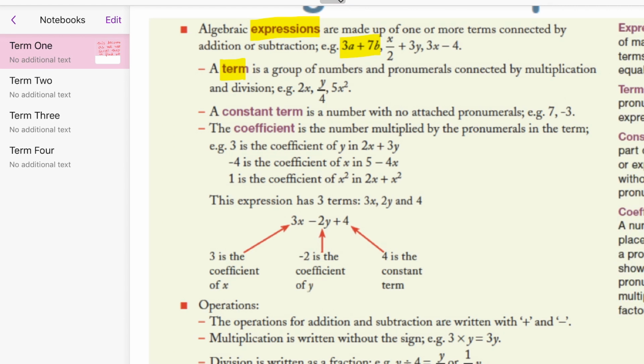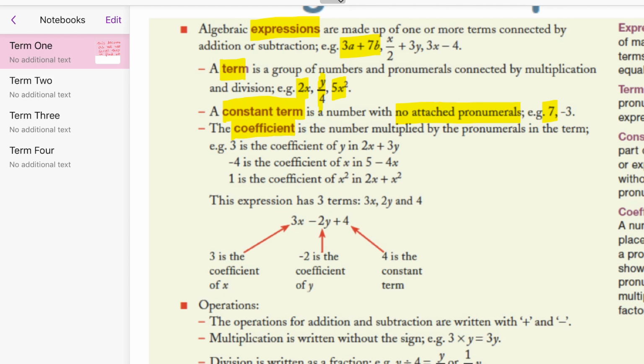A term is a group of numbers and letters, okay, that are joined together, and it's joined together with either multiplication or division. So 2x means 2 times x, that's one term. Y divided by 4 is one term. 5 times x squared is a term. A constant term is a number and it has no attached pronumerals, so it has no attached letters to it. So we call 7 a constant, or a -3 a constant.